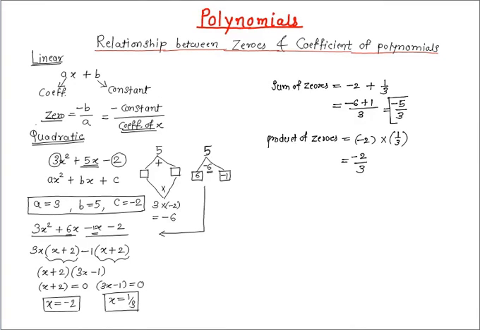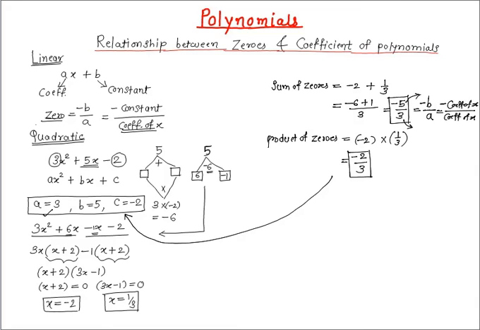If you compare these values with the values from the general form of the quadratic polynomial, we can see that minus 5, this 5 is the value of b. So we can write this as minus b divided by a, since this 3 is the value of a. So it will be minus b by a. And what is b here? It is the coefficient of x. And what is a here? It is the coefficient of x square.